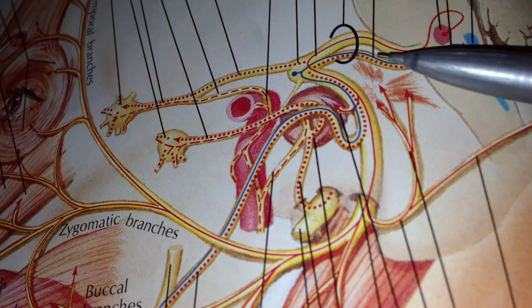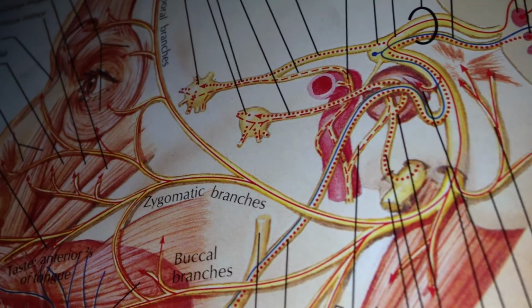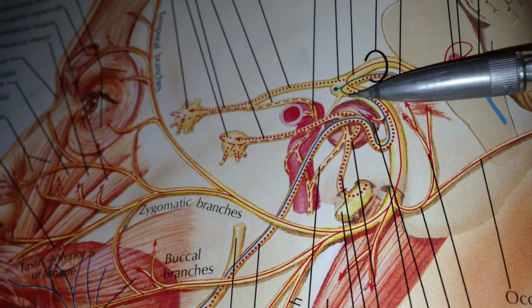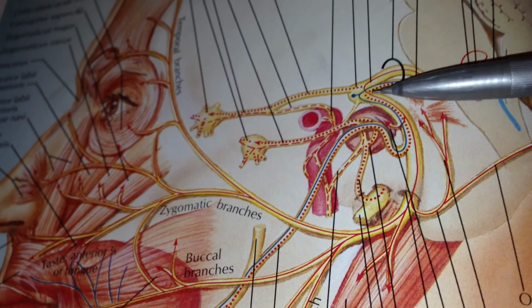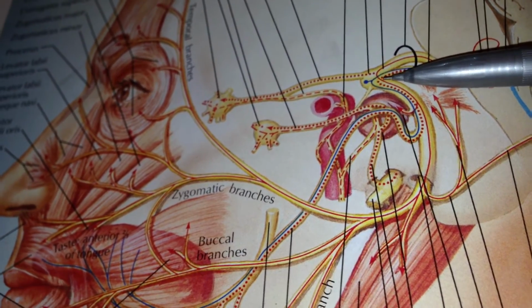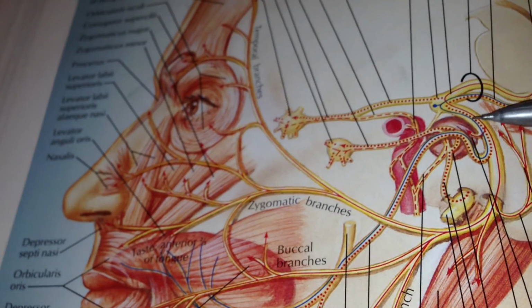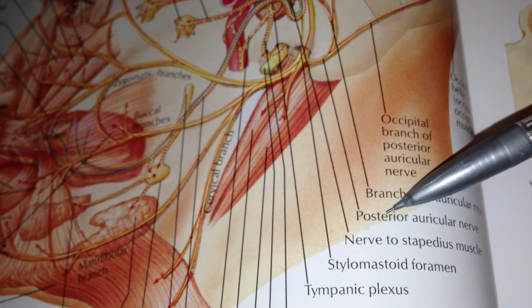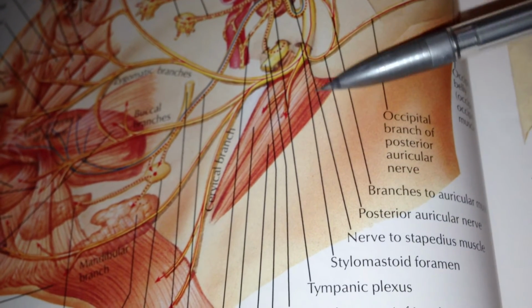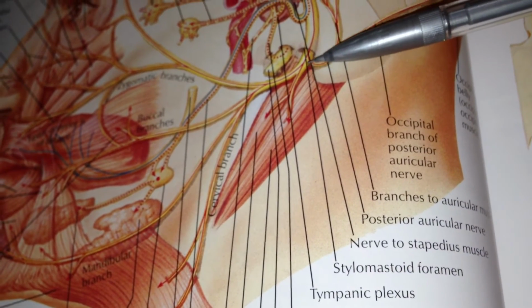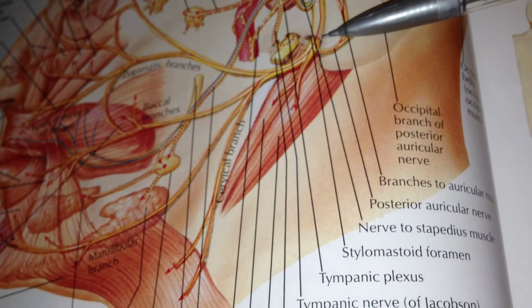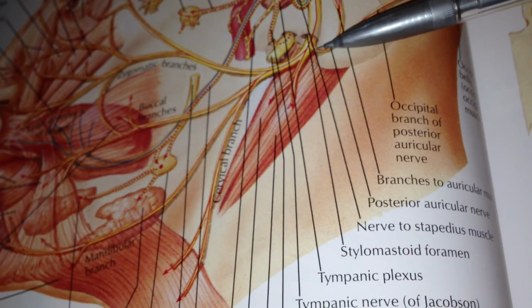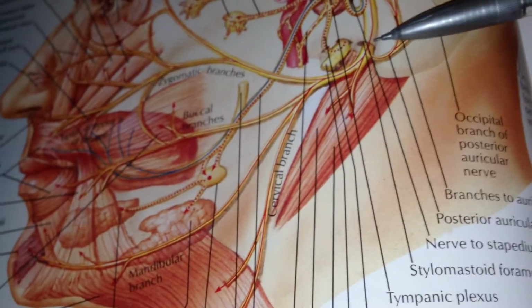What else is here? I haven't really looked at this, so I would advise you guys just to go through this by yourself. Maybe we can go through this together. You have your nerve to the stapedius muscle right here. It's a bit unclear actually as well, but basically it's the same part.